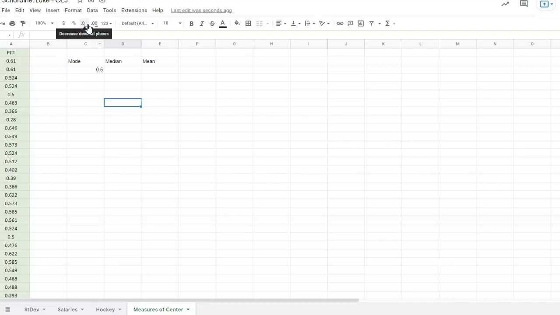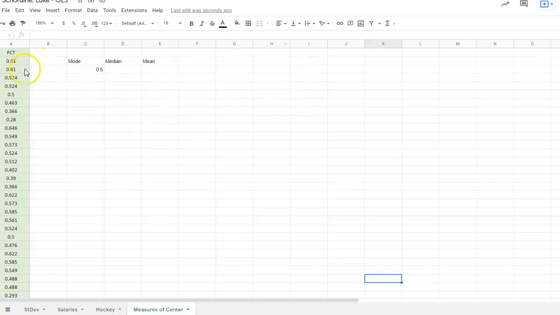You could round it by hand, but I'm asking you to use the format button, and I need to see that you've changed the format on that cell. Next, it asks you to describe in context the shape, center, and spread of the distribution. That next section, section 5, asks us to describe in context the shape, center, and spread of the distribution.